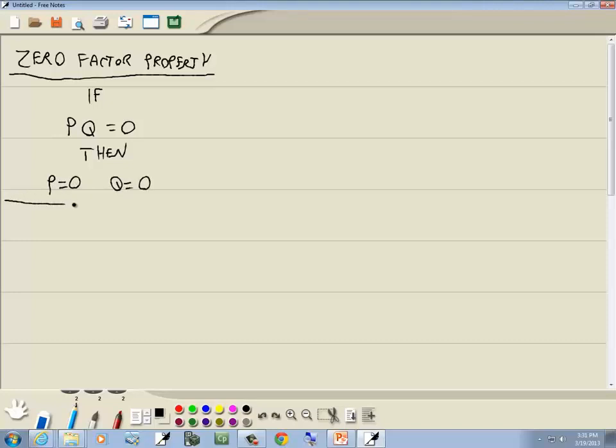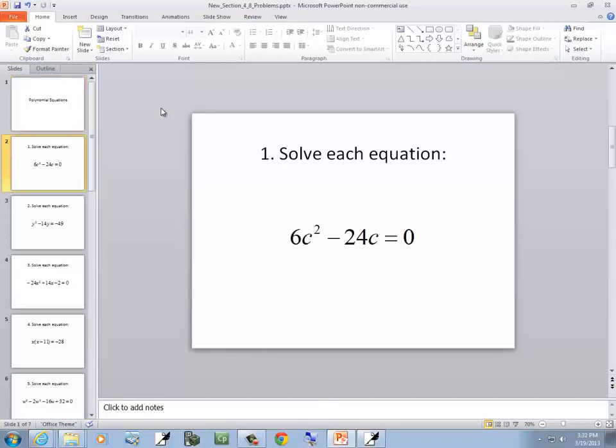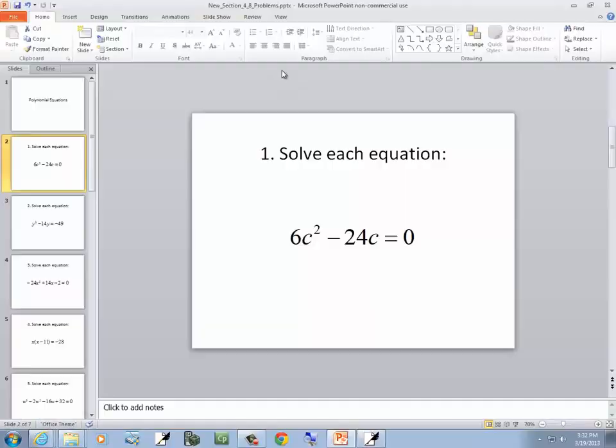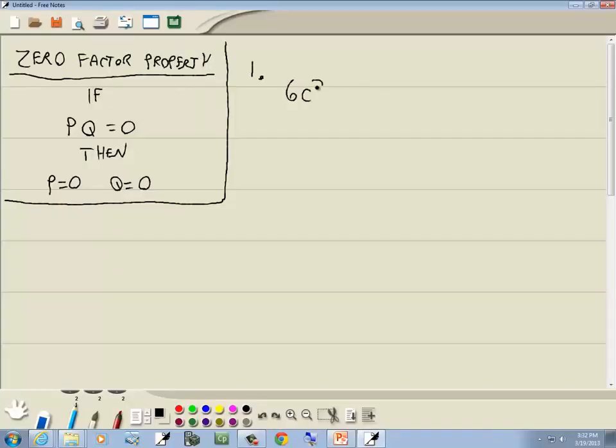Now some books call this the zero product principle, zero product property. There are different names for it. I like this name the best. Let's take a look at our first problem. This property is very easy if you know how to factor. If you don't know how to factor, it's kind of challenging.